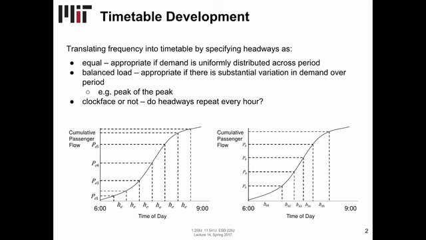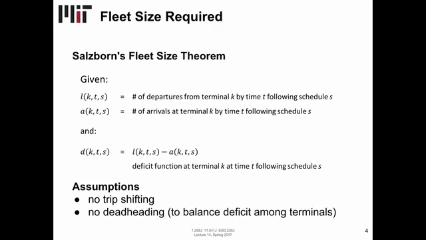Okay, so let's go. Now, once we know what the timetable is, the sequence of arrivals and departures for different trips for all routes, then it's a matter of determining the fleet size that is required for delivering the service that is timetabled.